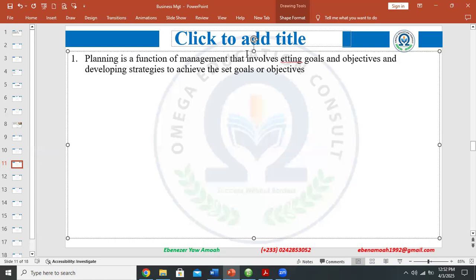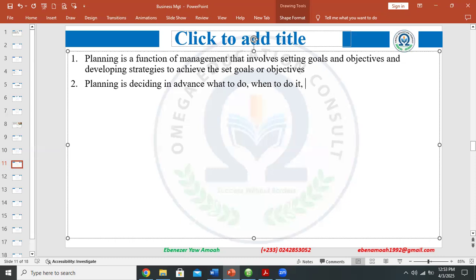So please don't ever forget the definition of planning. You set the goals, you develop strategies to achieve the goals you set. In other books, you might see something like planning is deciding in advance what to do. So deciding in advance what to do, when to do it, how to do it, and where to do it.